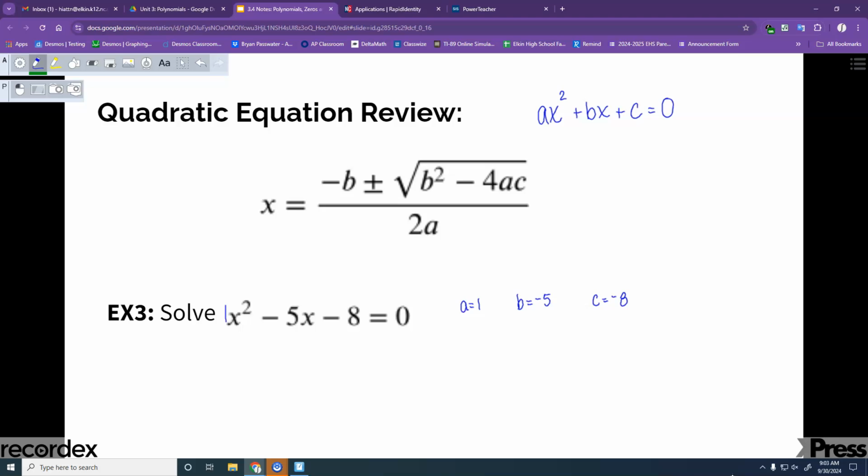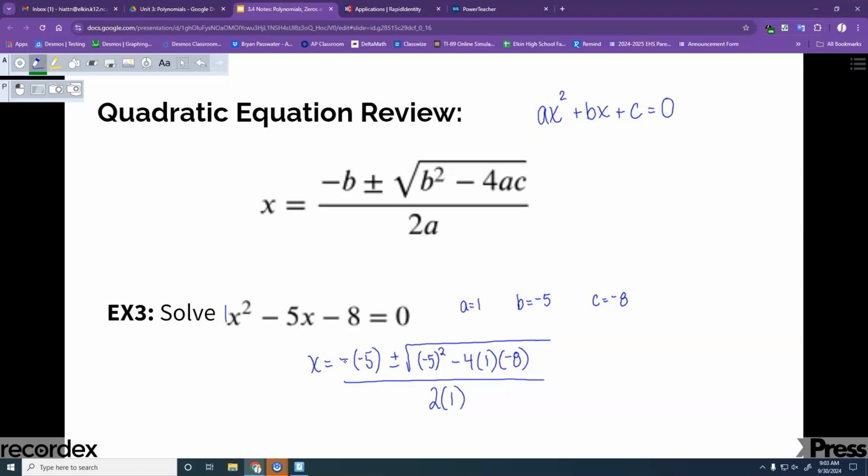If I want to solve this using the quadratic formula, I'm going to do x equals -b. That's going to be -(-5) right there, because you're replacing just the b with the -5, so that extra negative stays there. Plus or minus the square root. Make sure you put parentheses around this -5 when you square it, because if you don't, you'll get the wrong answer. Minus 4 times 1 times -8, all over 2 times 1.